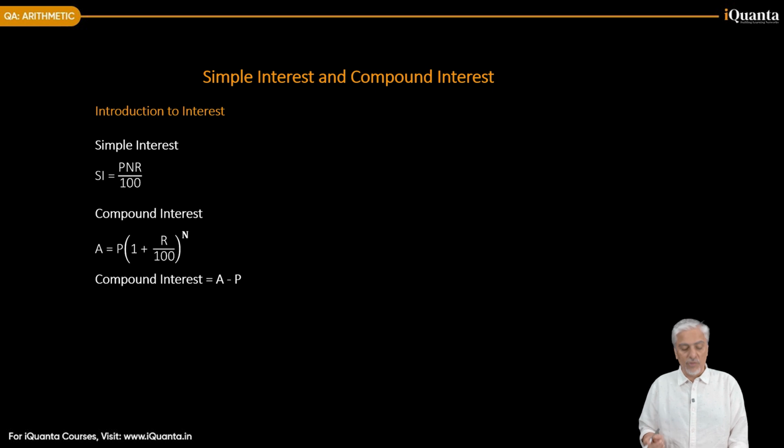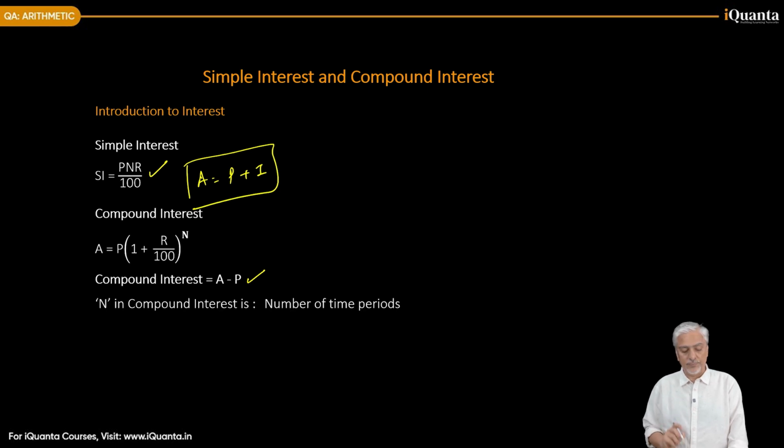And then you can use the formula: compound interest will be amount minus principal. Subtract them to get the compound interest. So you've got simple interest and compound interest. Now, whether it is simple interest or compound interest, the formula for amount will always be principal plus interest.